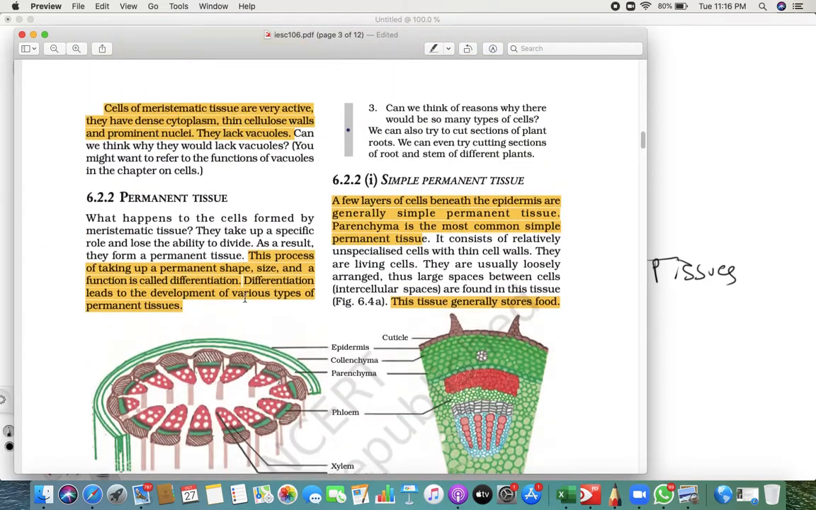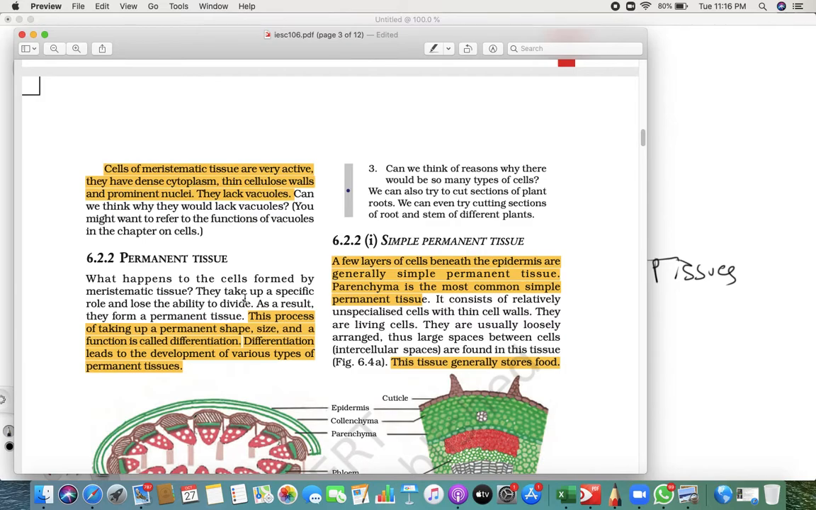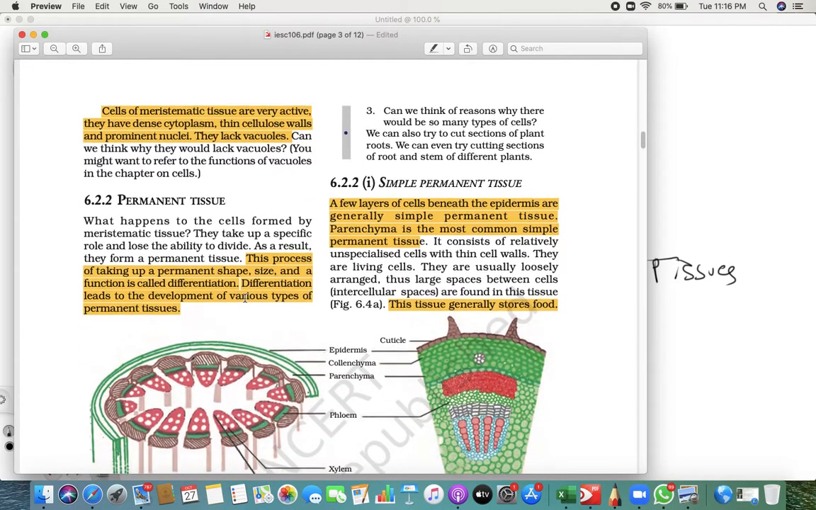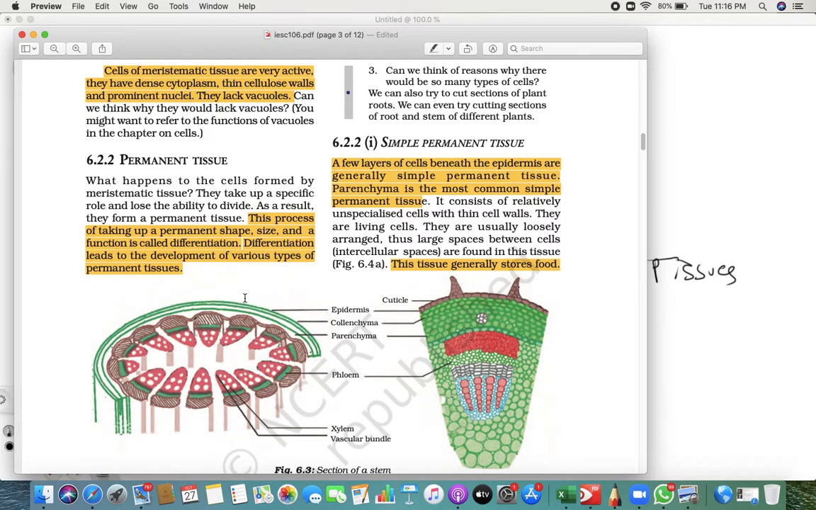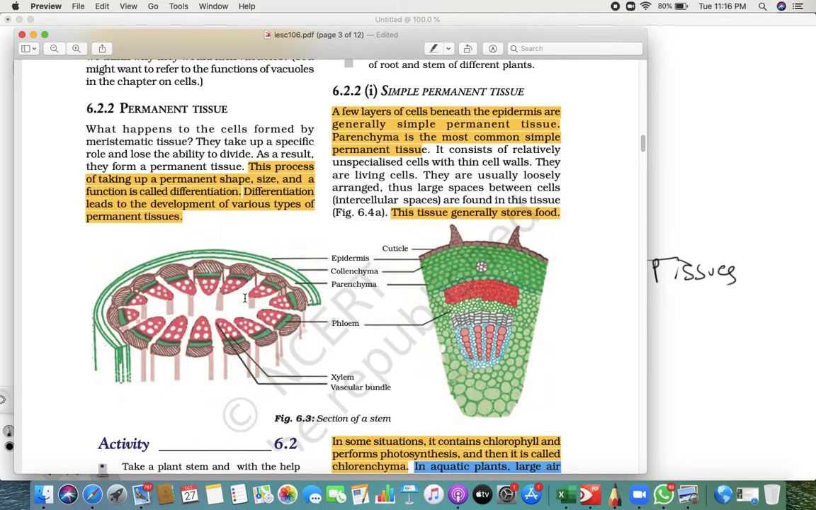So basically we have talked about permanent tissue. They stop dividing, and then it becomes a permanent tissue. This process is called differentiation. Permanent tissue is categorized into two: simple permanent tissue and complex permanent tissue. Simple permanent tissue, as I said, the first is parenchyma. That is the most common simple permanent tissue, and parenchyma stores food.